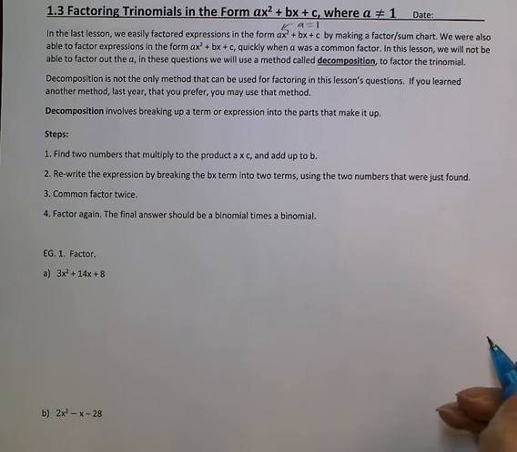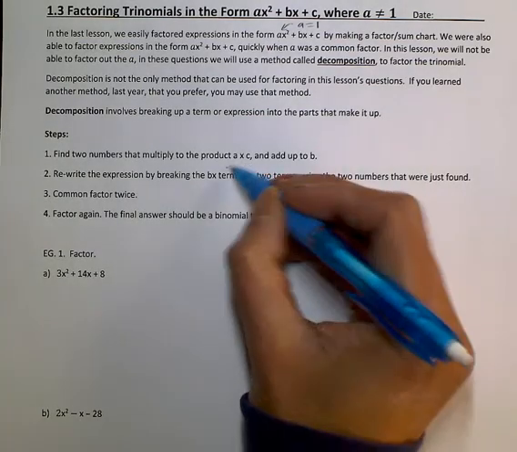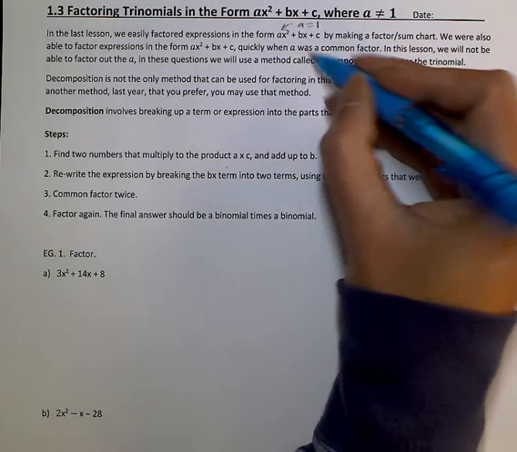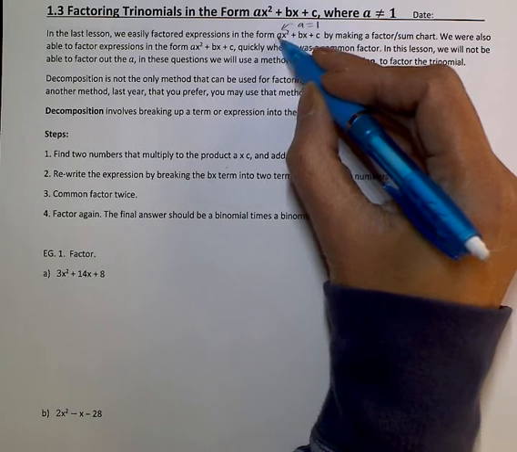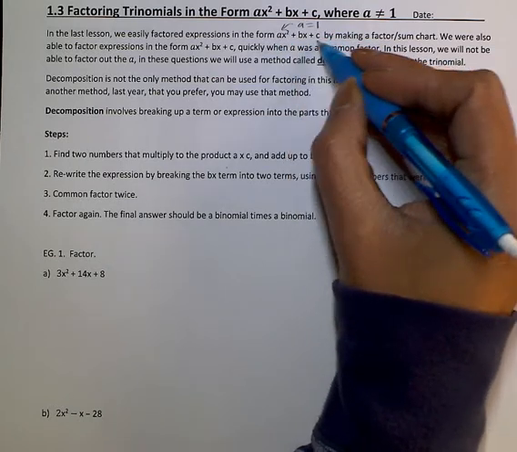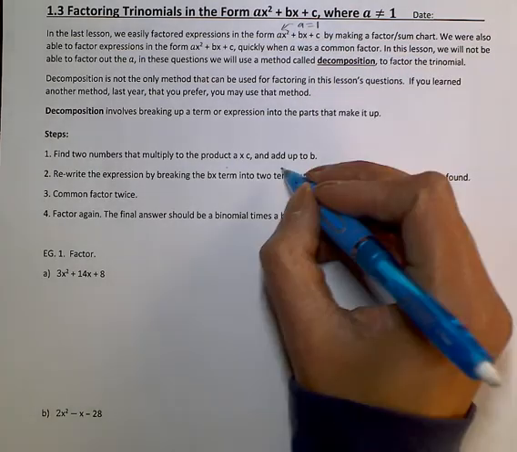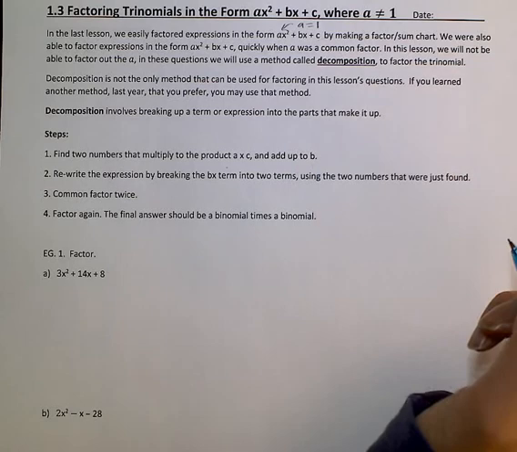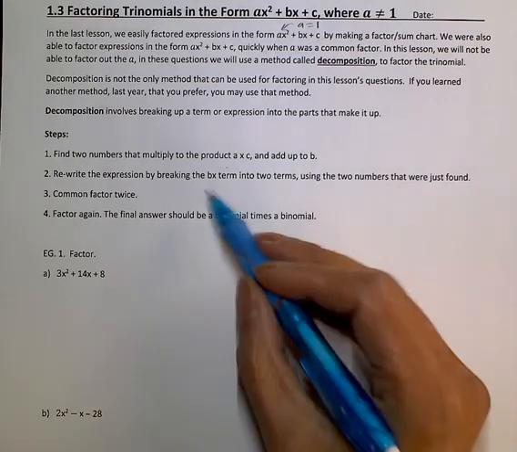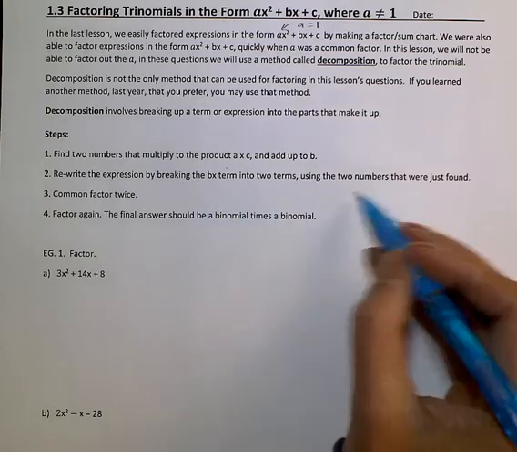So these are the steps we're going to go through. We're going to find two numbers that multiply to the product of a times c. So what I mean is we're going to take the number in front of the x squared and the constant term and multiply it together, and we're looking for two numbers that multiply to that product. And at the same time, those two numbers must add up to b. Then we're going to rewrite the expression by breaking the bx term into two separate terms using the two numbers that we found in our chart.